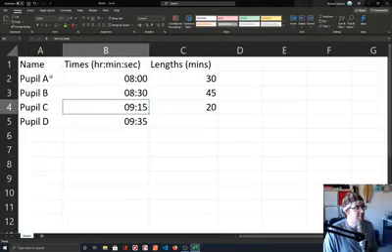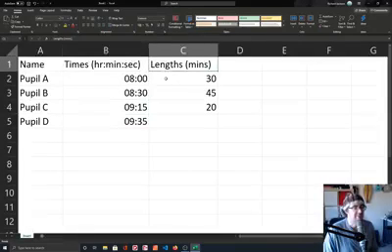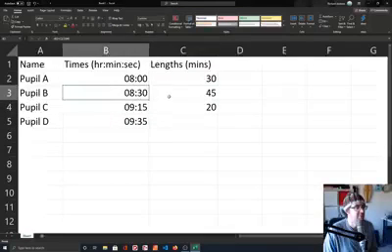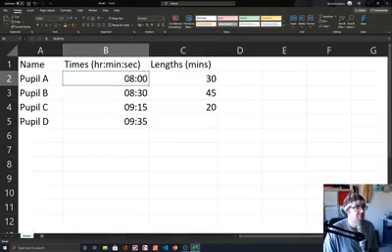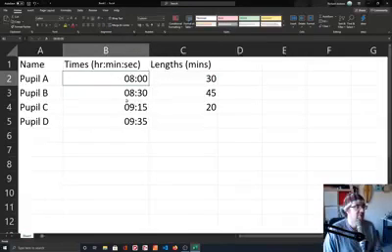We have the names of our pupils, the time their lesson starts, in my case 8 o'clock, 8:30, etc., and the length of those lessons, and we want this to be reflected in those times. We want to talk about the difference between these two things, because this is a time, and this is a number. You might be wondering, why do we care about this?